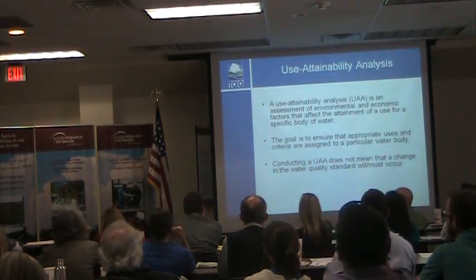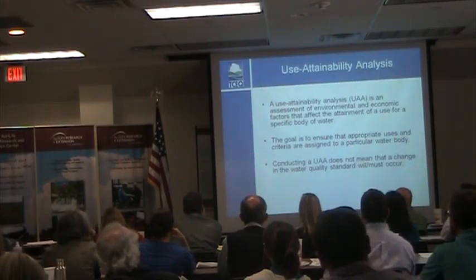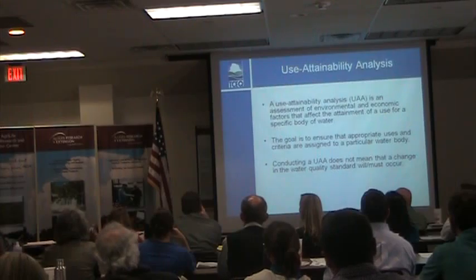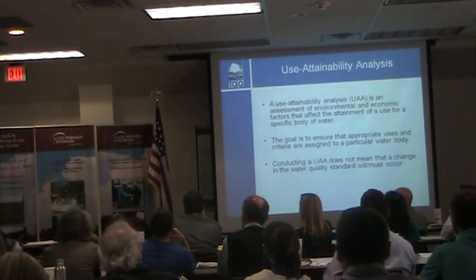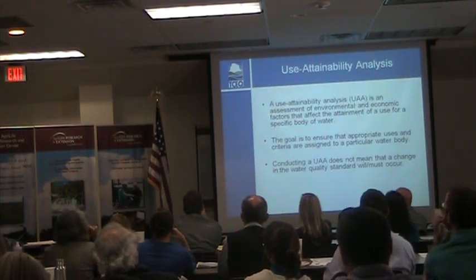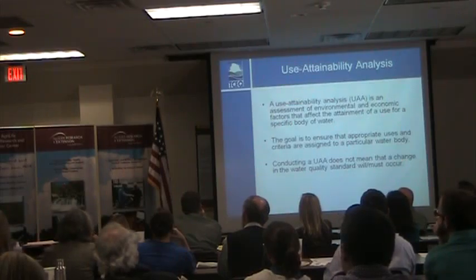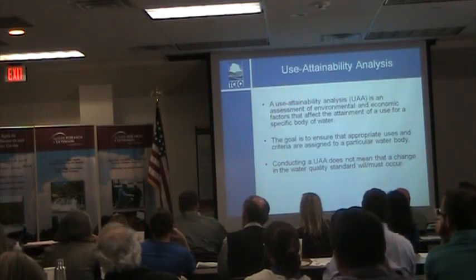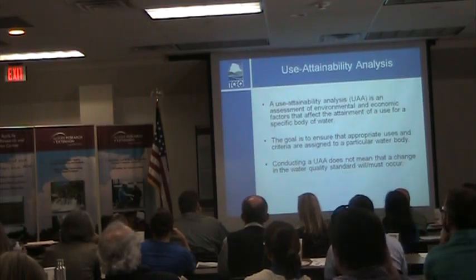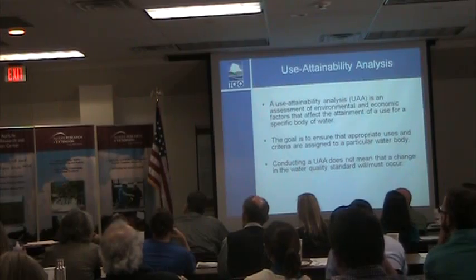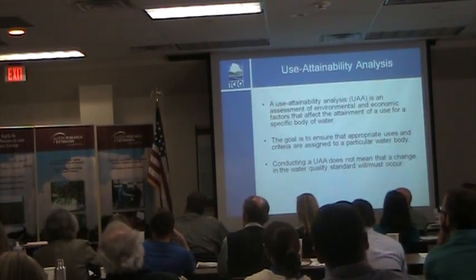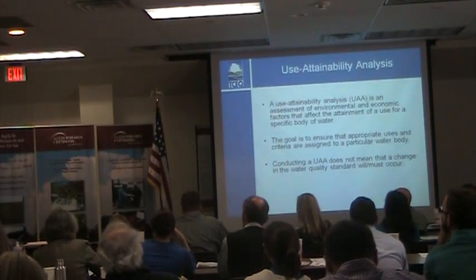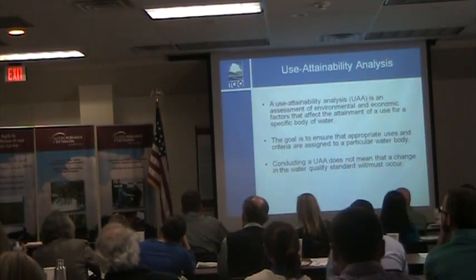So a use attainability analysis is just a study of factors that affect the attainment of the use of that specific water body. If you want to change a standard on a segment, then you need to do a UAA. There are different types of UAAs. I'm specifically talking about recreational UAAs, but there are aquatic life UAAs, et cetera. The reason for the study is to ensure that the appropriate uses and criteria are assigned to the water body. We want to make sure that the standards we set are the correct standards, and we're not giving it a low standard when it needs a much higher one, or trying to hold it to a standard that it's not capable of attaining.